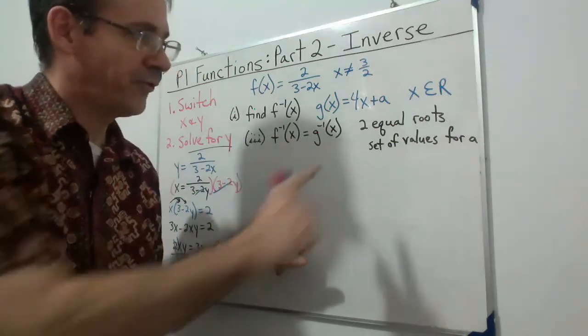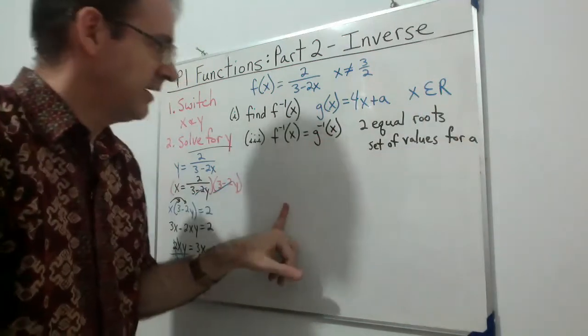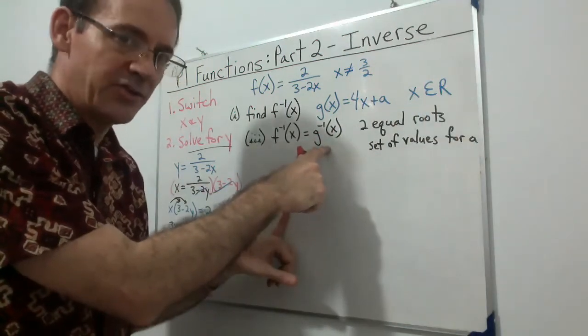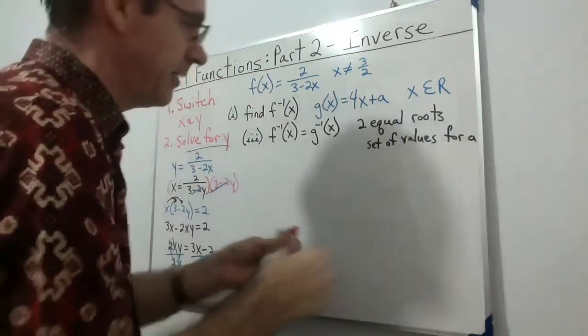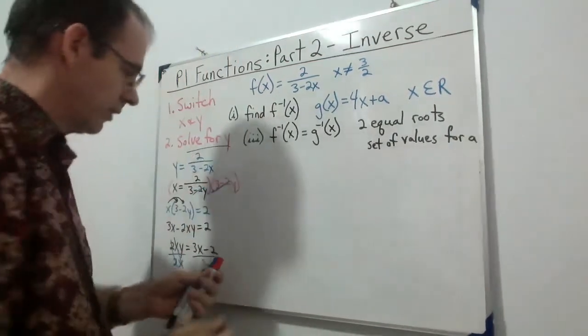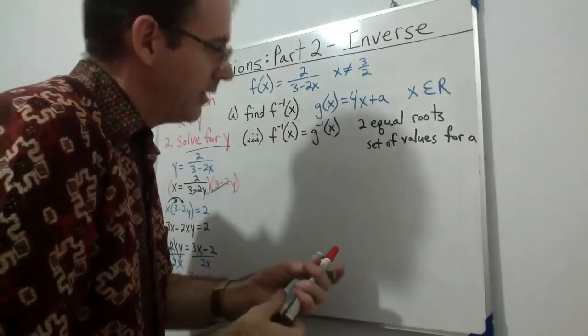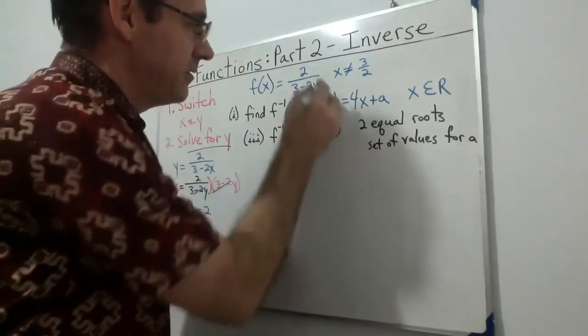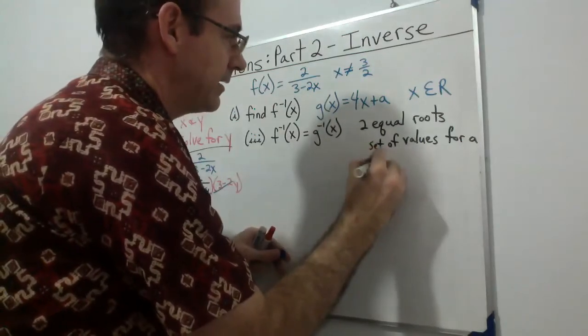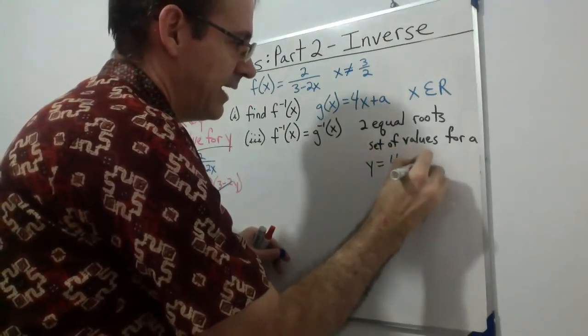So before we get to interpreting this, let's go ahead and find what is our inverse function of g. I'm going to do that over here so that we can work in the middle when we get to this part here. So our inverse function, this is our y equals 4x plus a.